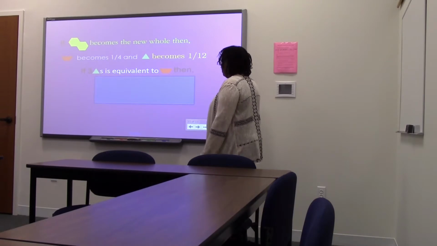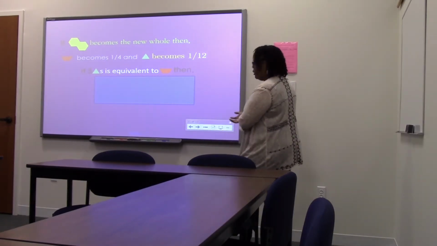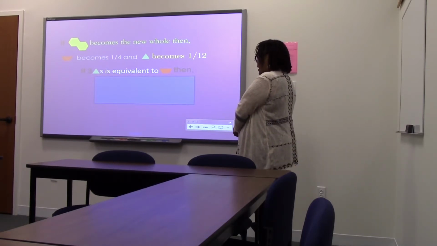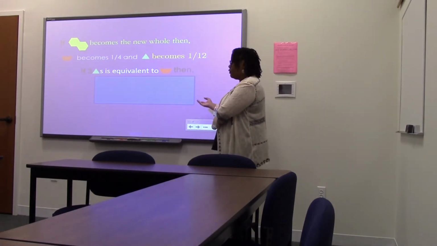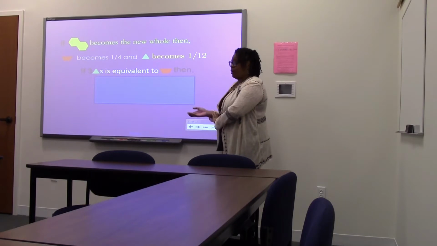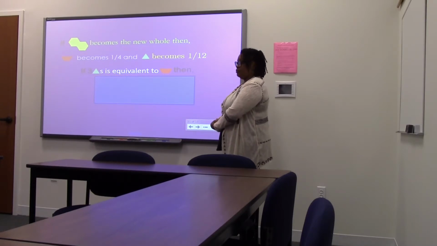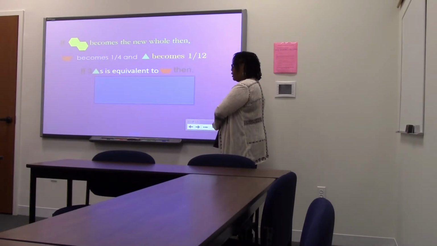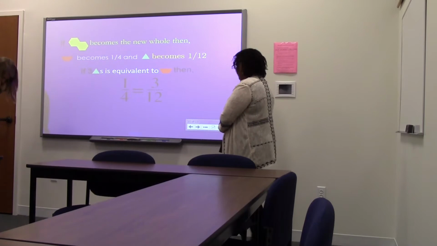So if the double hexagon becomes a new whole, then now we know that the trapezoid becomes 1/4 and the triangle becomes 1/12. And we talked about this before, that if 3 triangles are equivalent to 1 trapezoid, then what equivalent fraction could we use to represent that? 1/4 equals 3/12. Good. Do you want to click on the blue square and see if our answer is right? Great.